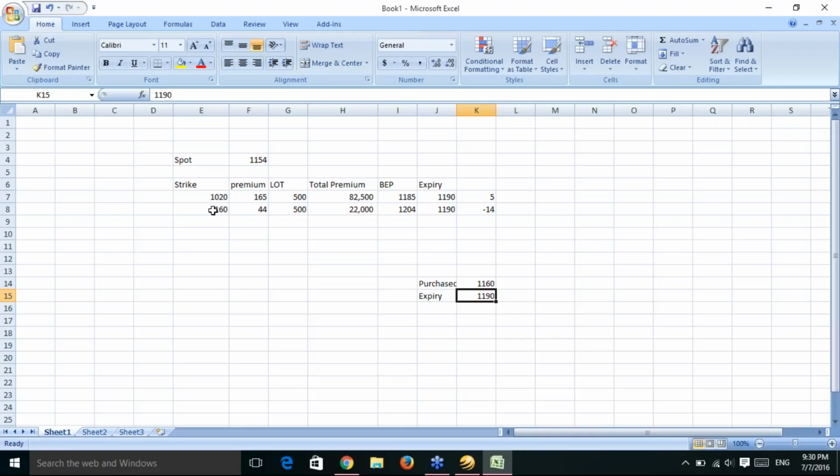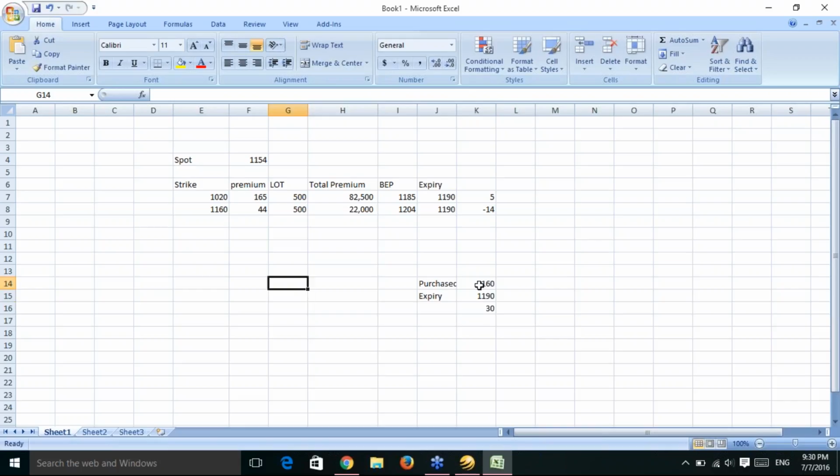Okay, I'm buying costly, no worries. But on the date of expiry, the price increased to 1190. So the share price increased to 1190 and you bought at 1160. What is the difference here? The difference is 30. You purchased at a lower price and expiry is 1190, so it's 30 rupees higher. So this could be your profit.